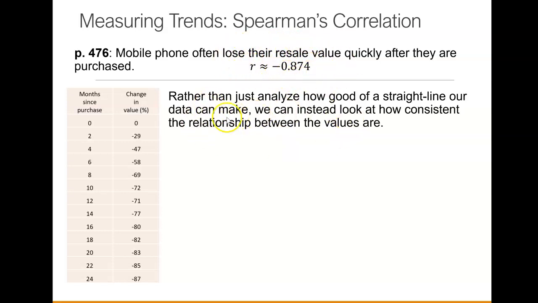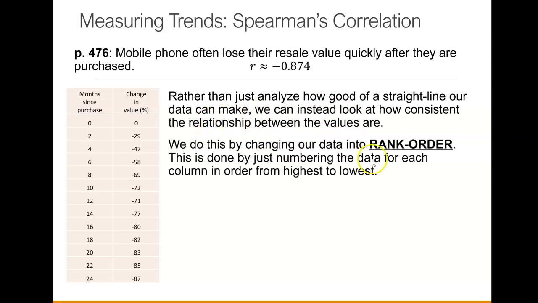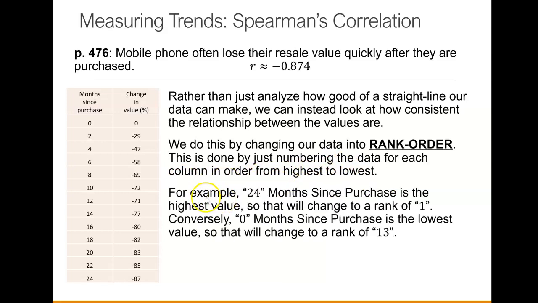What if we look at the Spearman by doing a rank order? This is done by just numbering the data for each column in order from highest to lowest. For example, 24 months since purchase is the highest value, so it will change to a rank of 1. Conversely, 0 months since purchase is the lowest value, so it's going to change to have a rank of 13.